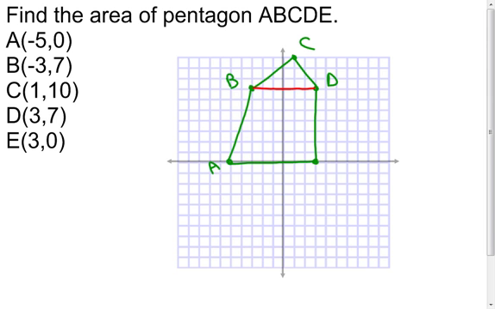I have 1, 2, 3, 4, 5, 6. So I know the length of that is 6. Now another way to do it is if I look at point B and D, and all I really need to focus on are the x values, because notice the y values are both 7.